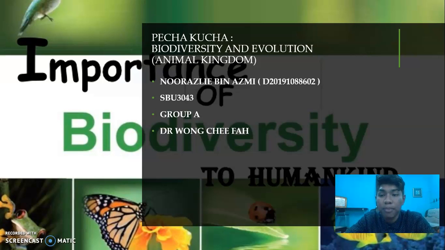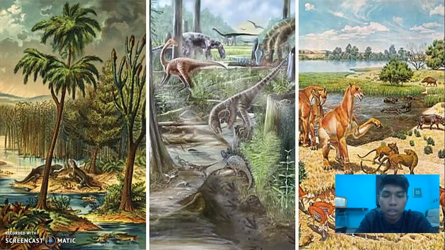So today, I'm going to present my assignment 1, Pecha Kucha, which consists of the topic biodiversity and evolution. Over millions of years, each species living today has changed and adapted to live in a specific type of environment in order to ensure the survival of that species.